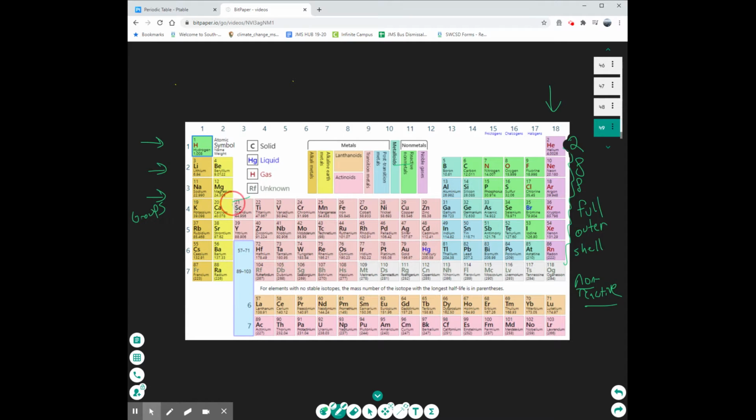Now, things get weird when you get to row 4, when you get to period 4, because there are 10 additional elements, which means that this row can hold 18 electrons in their outer shell. Now, this is where the Bohr model gets a little weird. So, we're only going to worry about things in the first three groups, or sorry, the first three periods. I'm so sorry.